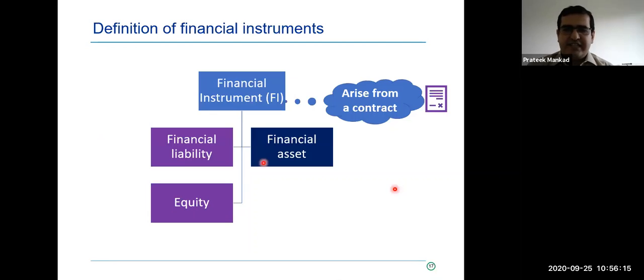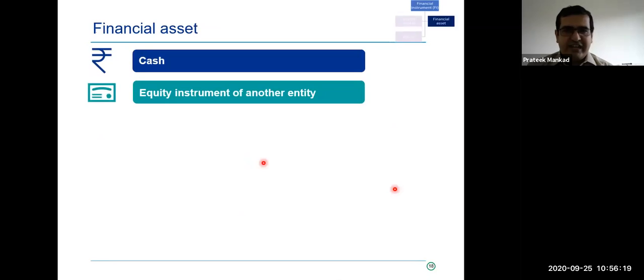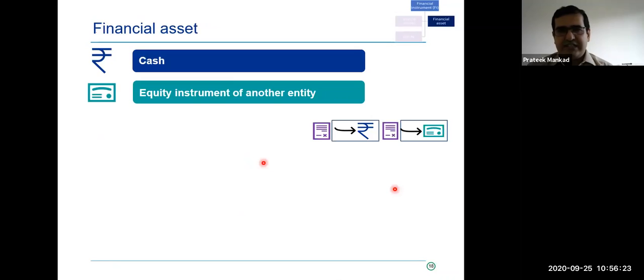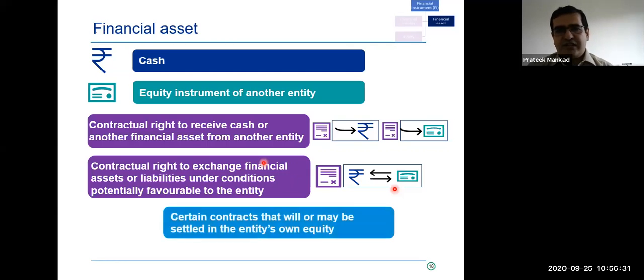A financial asset is cash, equity instrument of another entity, contractual right to receive cash or receive other assets, contractual right to exchange financial asset or liability under potentially favorable conditions, or certain contracts settled in own equity. Right? With this definition, let us now look at how do we classify financial assets.